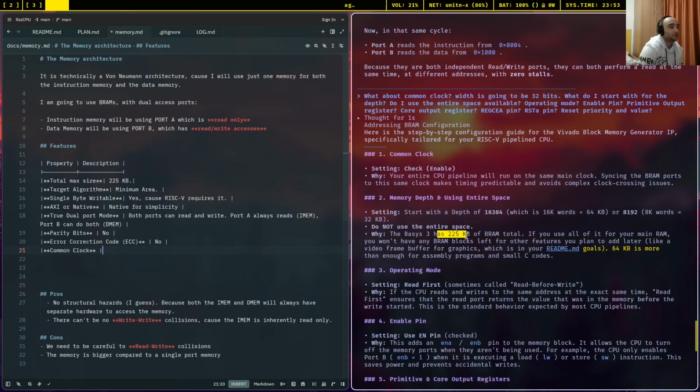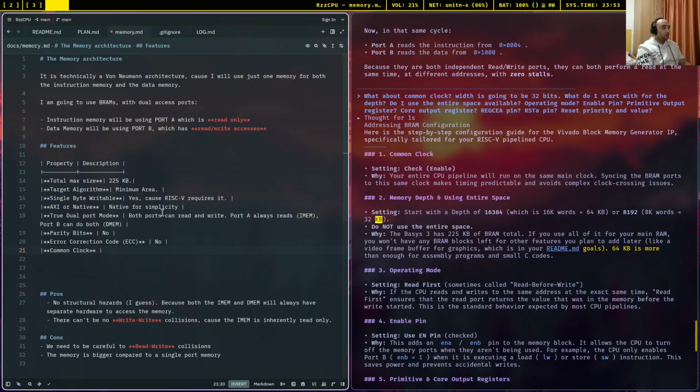The Basys 3 has 225 kilobytes of VRAM. If you use all of it for your main RAM, you won't have any block RAM left for other features, like a video frame buffer for graphics. 64 kilobytes is more than enough for assembly programs and small C codes. But this is going to be also... Okay, whatever, let's go with maybe 32 kilobytes for now.